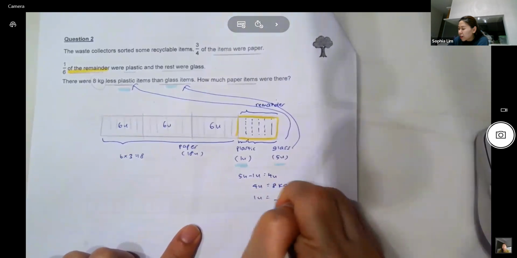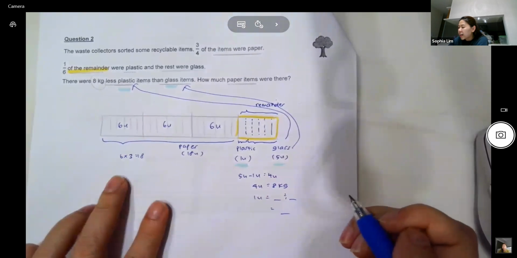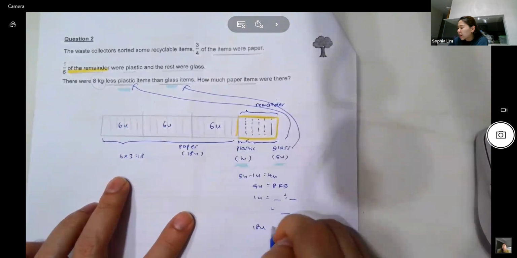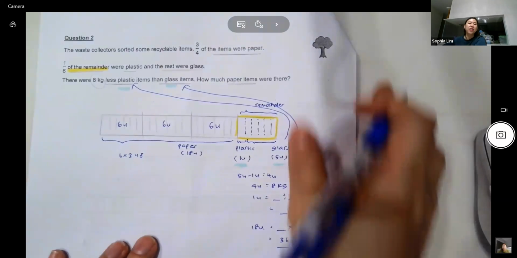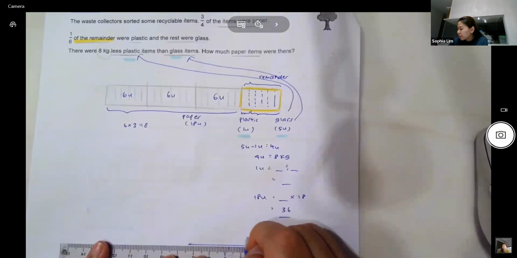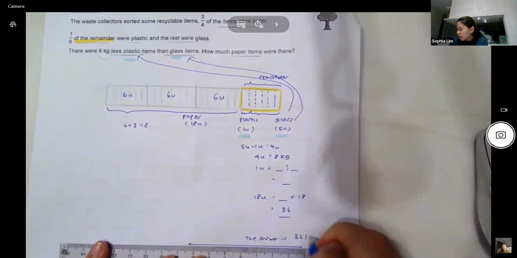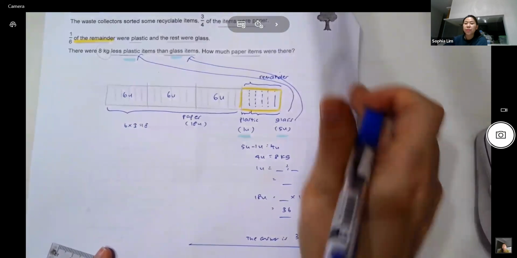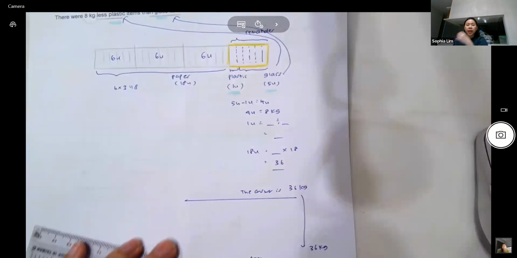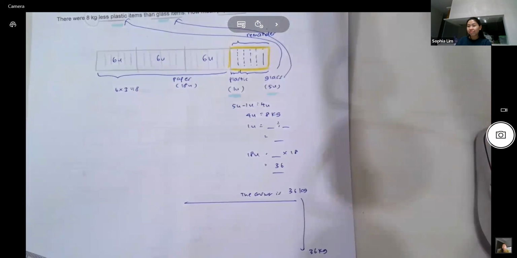So how to get 1 unit? And they ask you, how many paper items are there? Look for 18 units. You will get 36. But 36 is not just 36. It's 36 kg. There is a unit called kg. Then you bring it down, 36 kg. Okay, the word kg is very important.